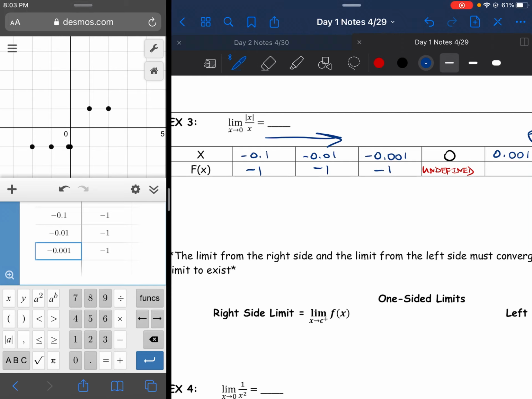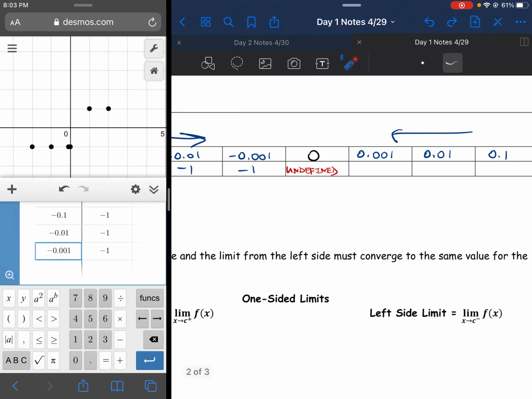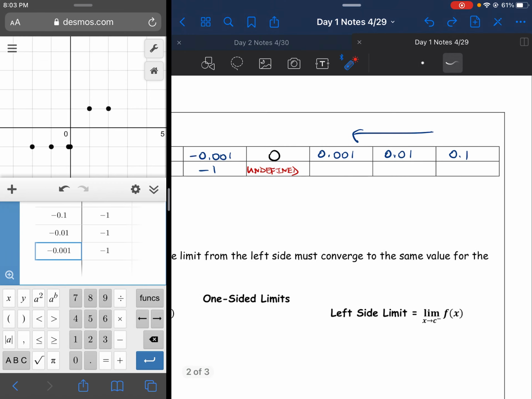And we get negative 1 again. As it turns out, this one's actually really easy to just go ahead and plug these inputs into the function. Very, very quick and easy. Okay, from the right side, let's start with positive 0.1. Well, there we're going to get positive 1.